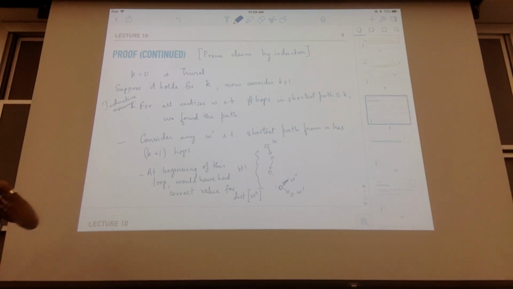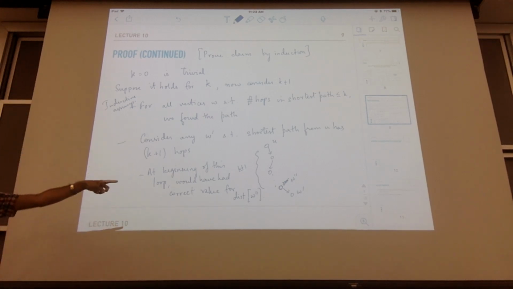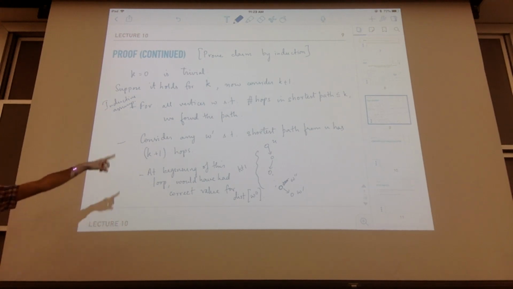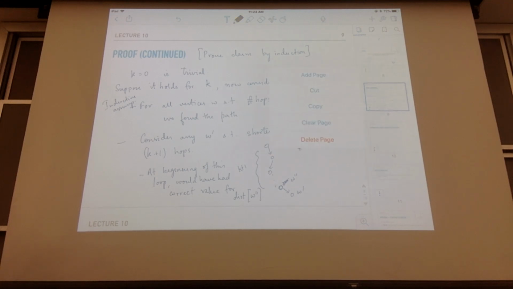This turns out to be clear because shortest paths have this nice property that if the shortest path from U to W prime goes through W double prime, then the path you have is also the shortest path from U to W double prime, because if there was a shorter one, you could have taken that instead. So shortest paths have what is called an optimum substructure property. This is just a technicality.